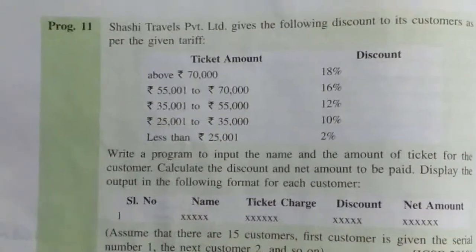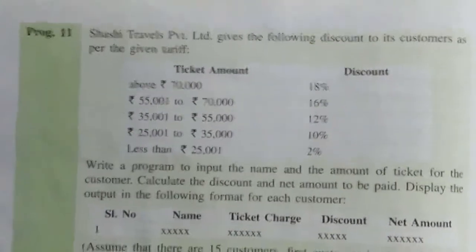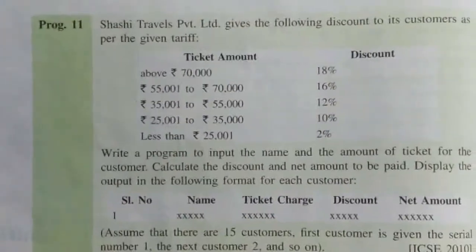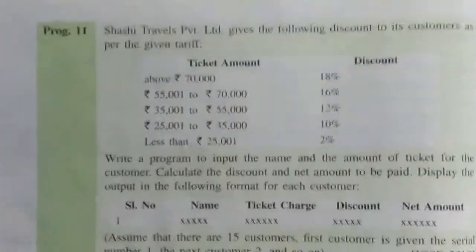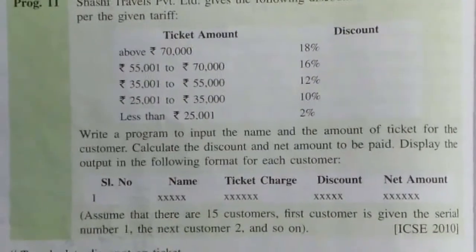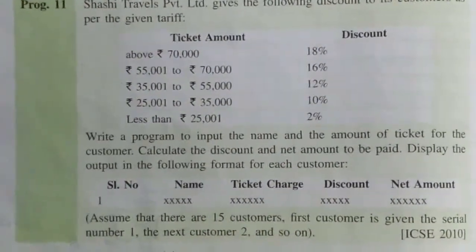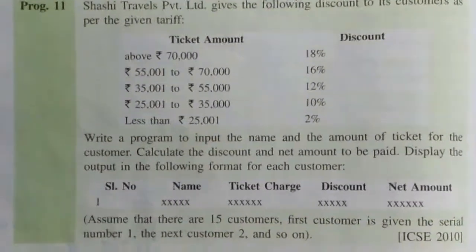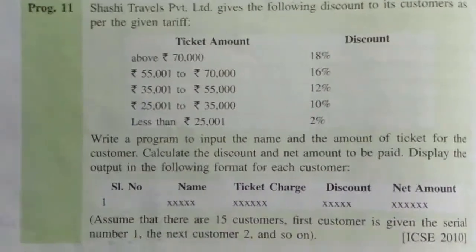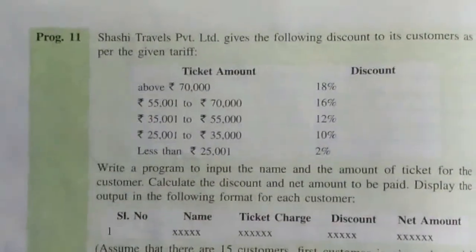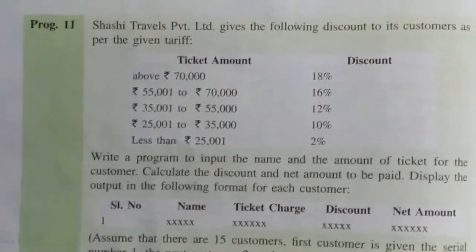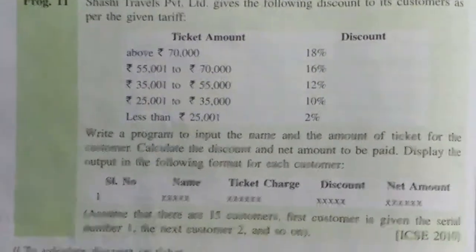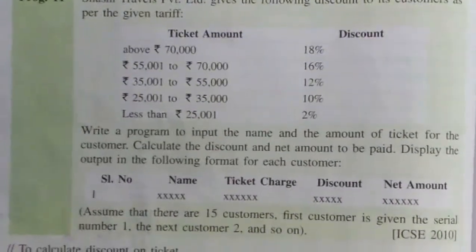Yes, the question is that Shashi Travels Private Limited gives the following discount to its customers as per the given tariff. Ticket amounts above 70,000, 18% discount; 55,001 to 70,000, 16%; 35,001 to 55,000, 12%; 25,001 to 35,000, 10%; and less than 25,000, 2%. So write a program to input the name and the amount of ticket for the customer.